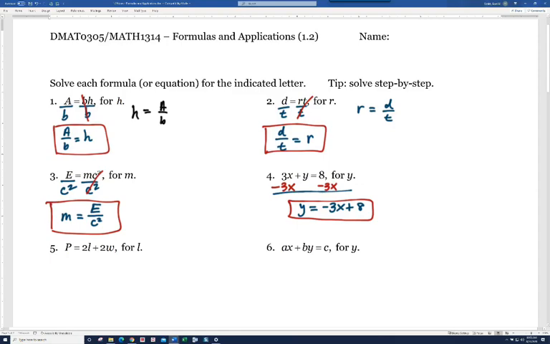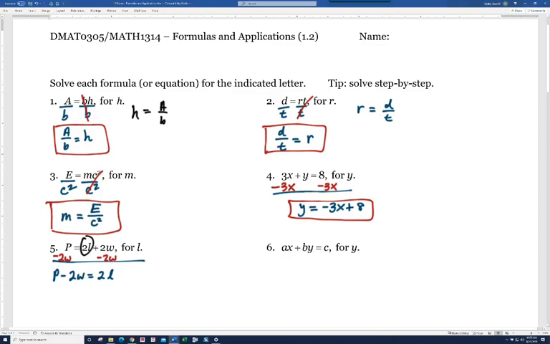this is the way I would prefer you write your answer. On number 5, we're solving for L. So first of all, keep in mind that we want to keep this term on this side, and let's get rid of the 2w. And so in order to do that, to get rid of that term, 2w, you'll have to subtract 2w. And of course, whatever you do to one side, you do to the other. We're going to get P minus 2W is equal to 2L.